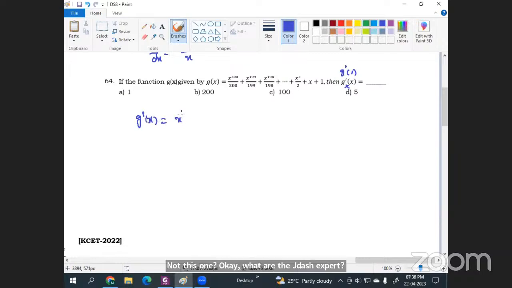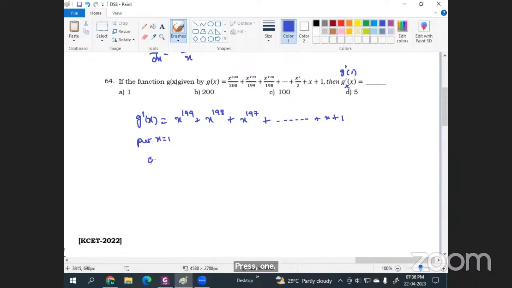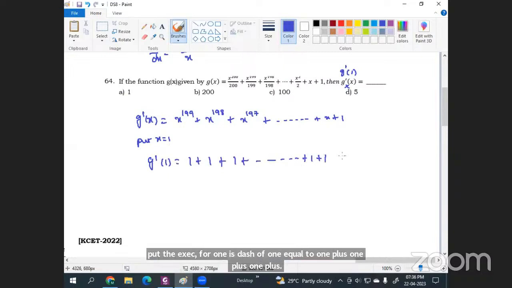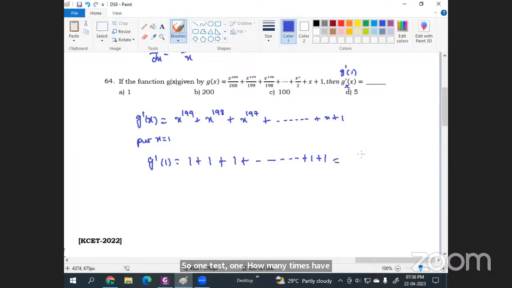g dash of x is equal to x power 199, x power 198, x power 197, plus so on, x plus 1. So put x equal to 1: g dash of 1 equals 1 plus 1 plus 1 plus so on, 1 plus 1. How many terms are there? 200 terms are there. So the second option is the right option.